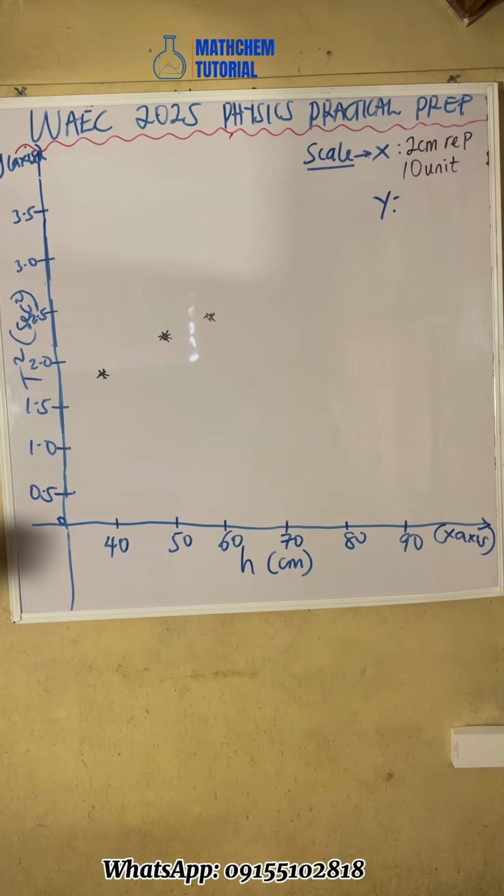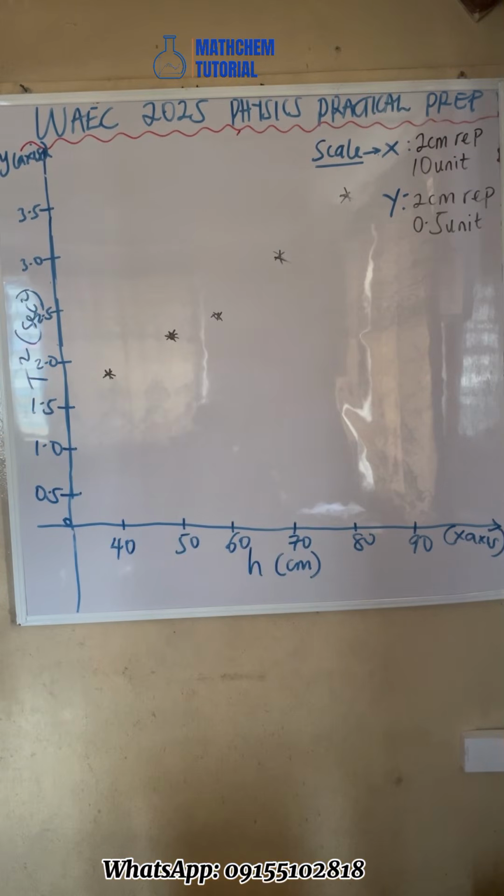And then 70 under 2.89. 2.89 will be around here. That is it. 70 will be under 2.89. And the last one, 80 will be under 3.42. So that's it. Now the line of best fit.